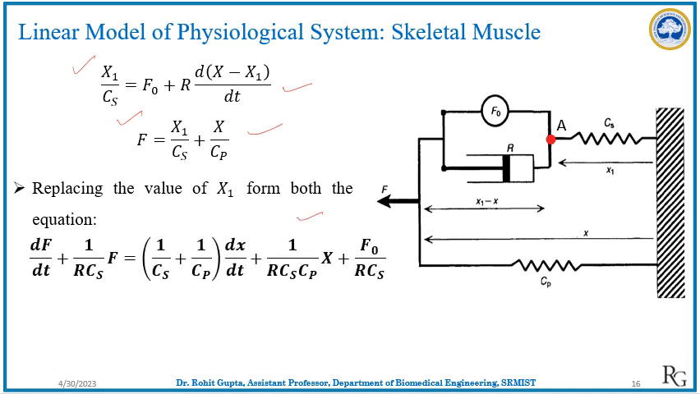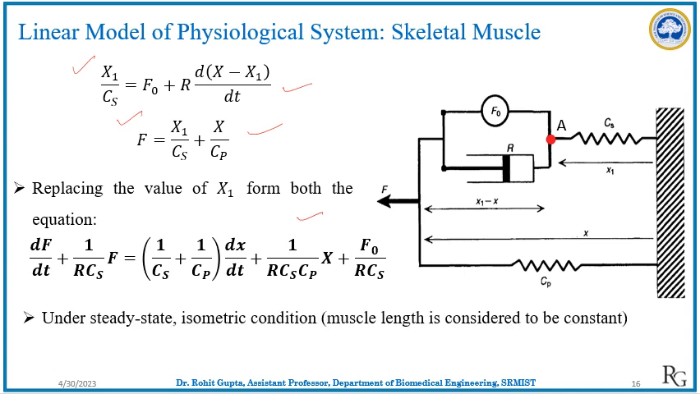And as per the statement, under steady state isometric conditions, that means the muscle length is considered to be constant. That means x will be 0, the rate of change of x will be 0, and the rate of change of force will also be 0. So that particular equation comes out as F is equal to F naught.